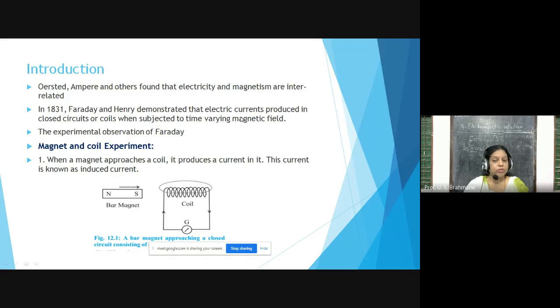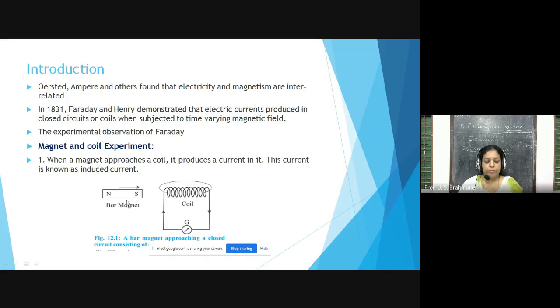So electric current was produced when the magnetic field was changed, then we got the currents. Then the experimental observation of Faraday we are going to see now, and he also proposed Faraday's law, that we'll see later on. Now, the magnet and coil experiment.